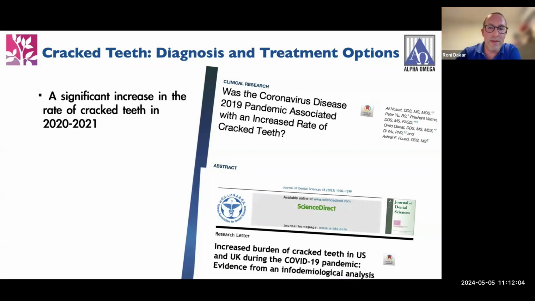and it was found that in the years 2020 and 2021, there was a significant increase in the diagnosis of cracks in patients. In other words, it's clear to us today more than ever that psychological stress influences the formation of cracks through the pathways of the temporomandibular disorders. And actually, you don't see it in the States, but in Israel, since October, since the war started, we're seeing an insane number of cracked teeth.